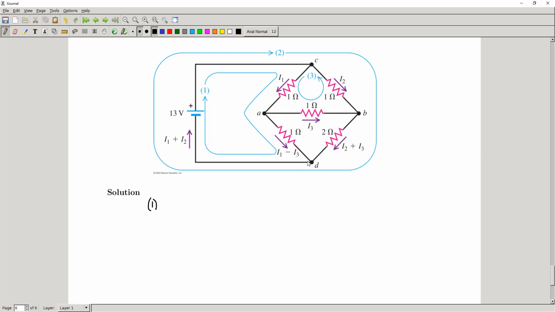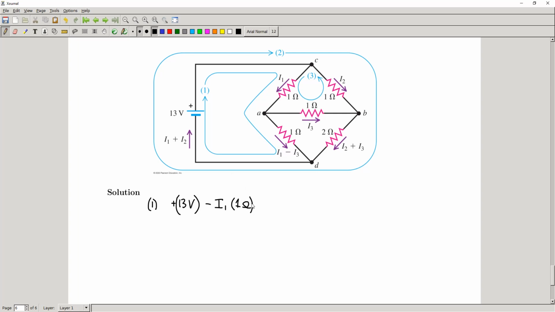Okay, so we start off at D, we go this way, we go across the EMF. We're going from low to high, so we pick up a plus sign. It's going to be plus 13 volts. I'm going to bracket these off with the units. And then we're going to go into C here and across this 1 ohm resistor in the direction of I1. Because it's in the direction of I1, we pick up a minus sign, so it's minus I1 times 1 ohm resistor.